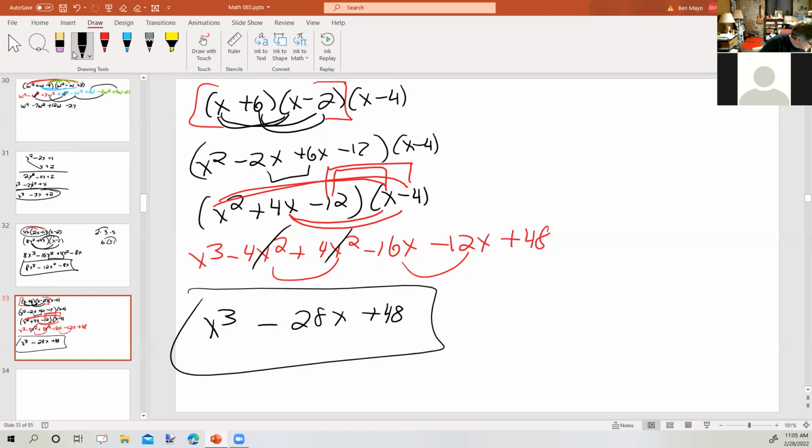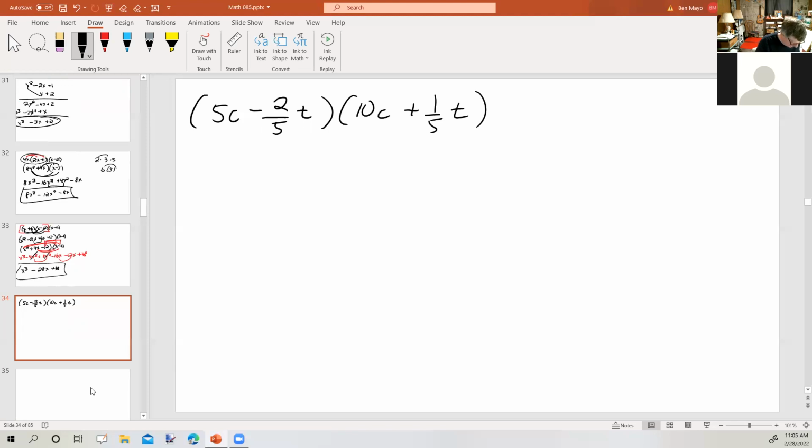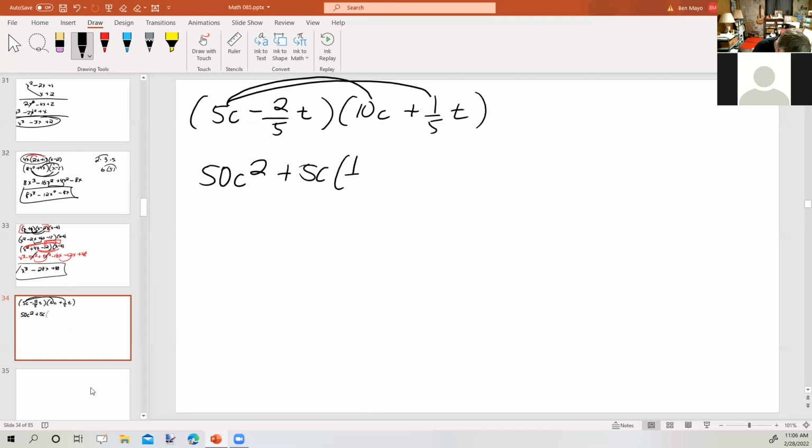Okay. Let's see here. Let's deal with some fractions again. We have 5c minus 2/5 t times 10c plus 1/5 t. So we're going to FOIL. 5c times 10c is 50c squared. 5c times 1/5 t, we'll come back to that. And then minus 2/5 t times 10c, and then minus 2/5 t times 1/5 t.